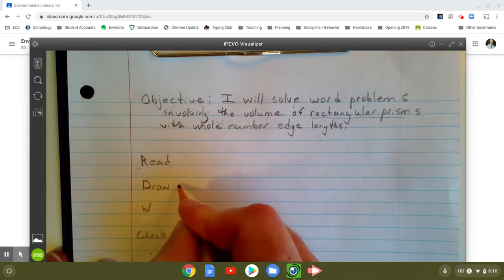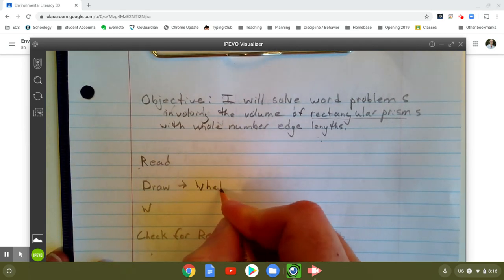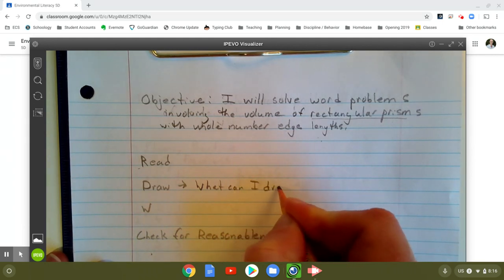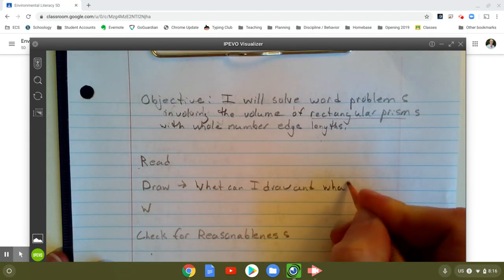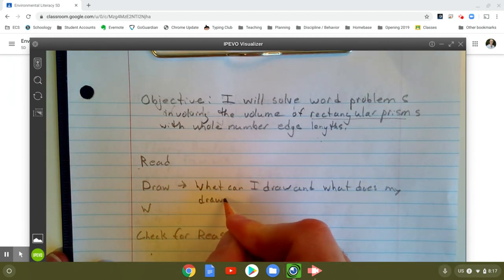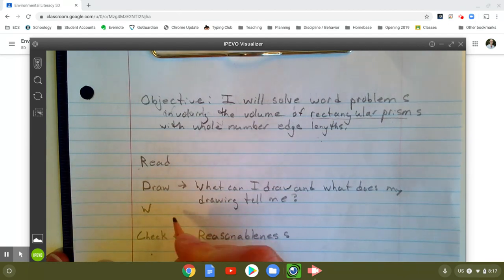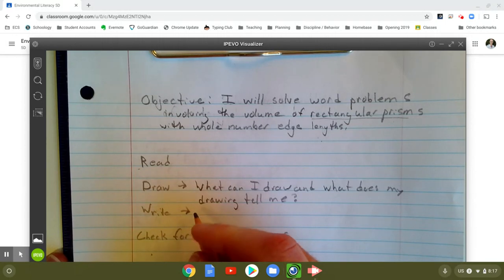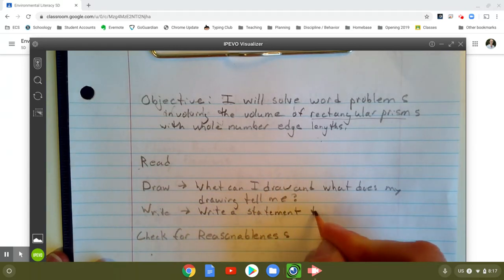And this is super important on these. So you think to yourself, what can I draw? And what does my drawing tell me? Right? And then write. The answer is going to be a sentence or two. So write a statement to answer the question.